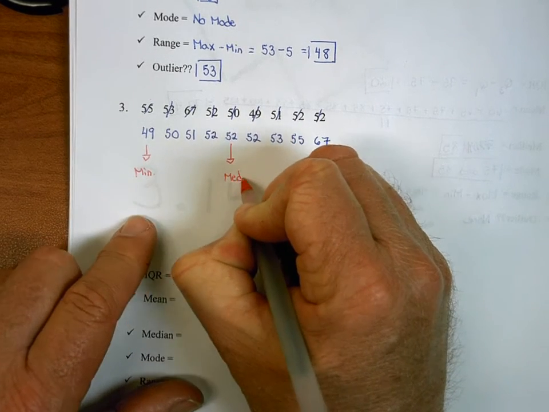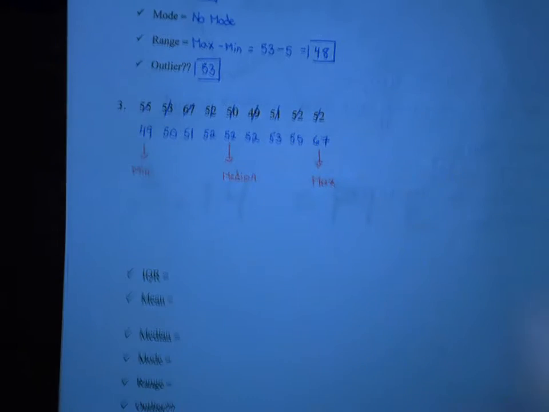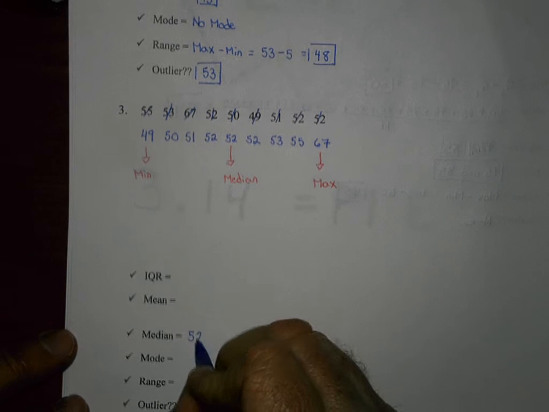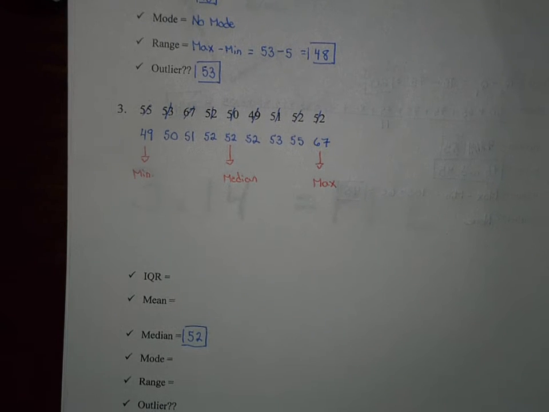So that means I do have my answer down here. Whoops, my lights just went off in my classroom. There we go. So my median is 52. All right, I'm going to keep talking.